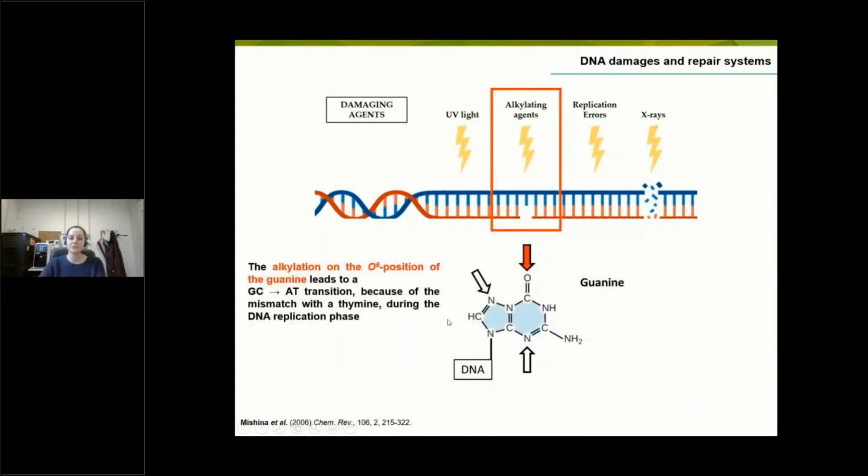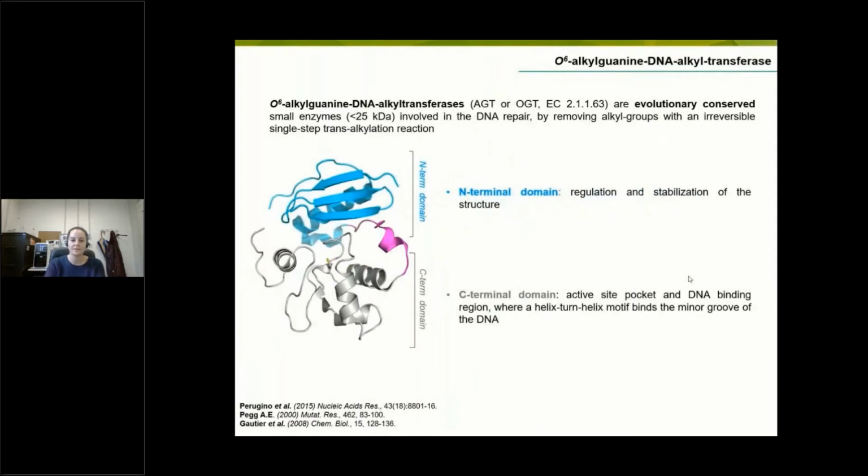Among them, the alkylating agents are particularly dangerous because, in particular, the alkylation in O6 position of guanine can lead to a transition during the DNA replication phases in which a guanine base wrongly pairs with a thymine. So apart from multi-enzymatic repair systems, living organisms have evolved a particular class of enzymes to repair this kind of damage. The O6-alkylguanine-DNA Alkyltransferases, also called AGT or OGT, are evolutionarily conserved and relatively small enzymes involved in DNA repair by removing this alkyl group through a one-step reaction.